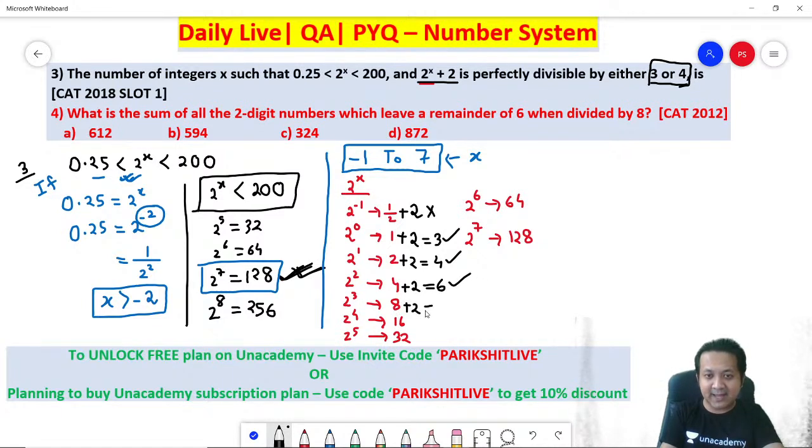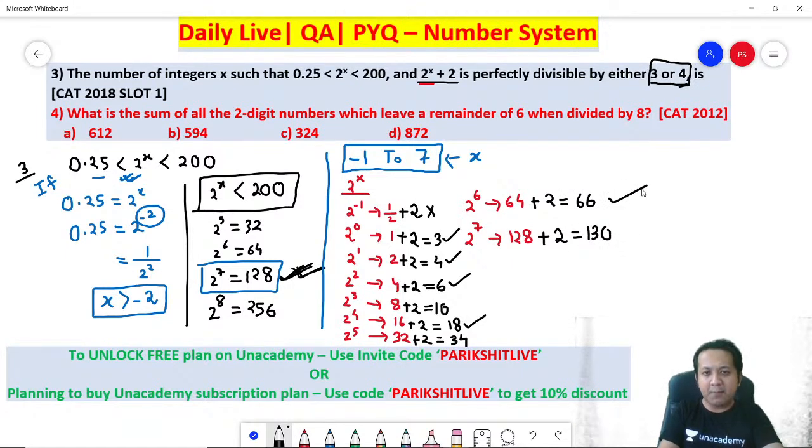8 plus 2 is 10. Is 10 divisible by 3 or 4? No. Next, 16 plus 2 is 18. Is 18 divisible by 3 or 4? Absolutely. Next, 32 plus 2 is 34. Is 34 divisible by 3 or 4? No. Then 64 plus 2 is 66, is it divisible by 3? Absolutely. 128 plus 2 is 130, is it divisible by 3 or 4? No. So how many terms are divisible?